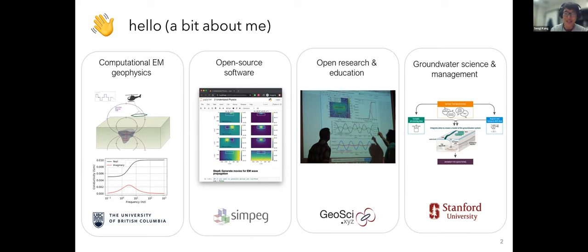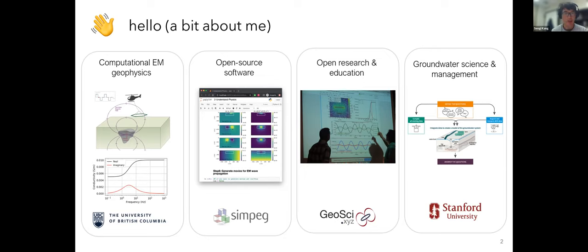What I learned is that in many places where I went, there are always problems related to water, and electromagnetic geophysics can play an important role. That really triggered me to switch my hat from mining problems to water. And that motivated me to go to Stanford University to work on water problems with Rosemary Knight, who is leading our environmental geophysics group at Stanford.